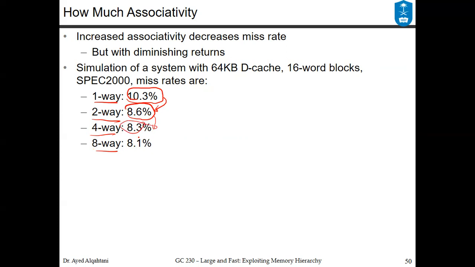It's just from 8.3 to 8.1%, which is about 0.2% reduction. So as you can see, it has a diminishing return. So probably you would say that two ways is enough, or if you want a little bit more, you would say four-way should be enough for our needs, instead of jumping to eight-way without gaining that much reduction in terms of miss rate.